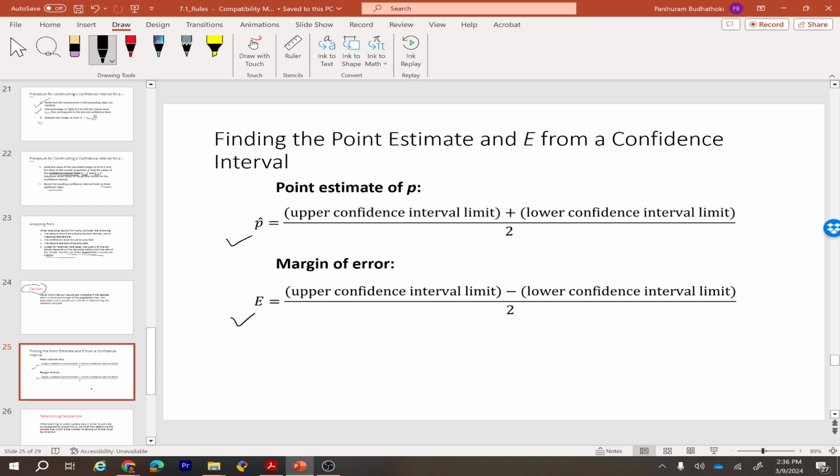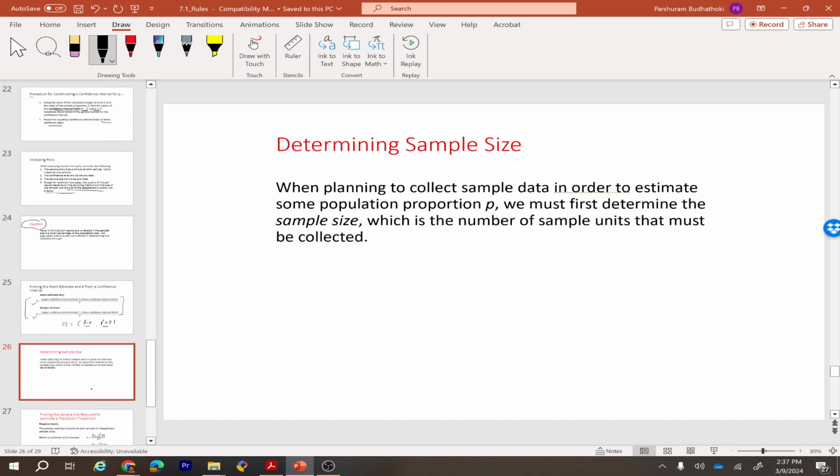And here is the formula for finding sample proportion and then margin of error. If you are given a confidence interval, let's say you have a confidence interval which is these two values, instead of giving p-hat and E separately, they give you some numbers for this confidence interval. Then you can find the sample proportion by adding these two numbers and dividing by 2. And you can find the margin of error by subtracting the lower confidence limit from the upper confidence limit and dividing by 2. So this is a very useful relation we can keep for finding the sample proportion and margin of error from the confidence interval.